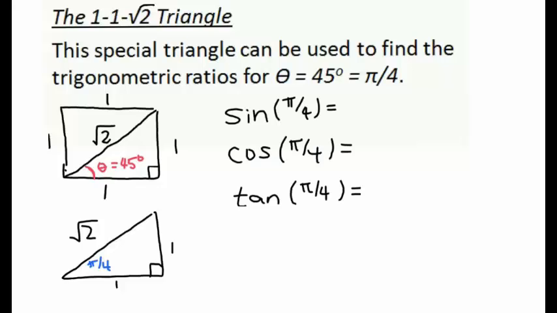So let's go ahead and find our three major trigonometric ratios for 45 degrees. We have that sine of pi by 4 is going to be opposite over hypotenuse, so we get 1 over root 2.